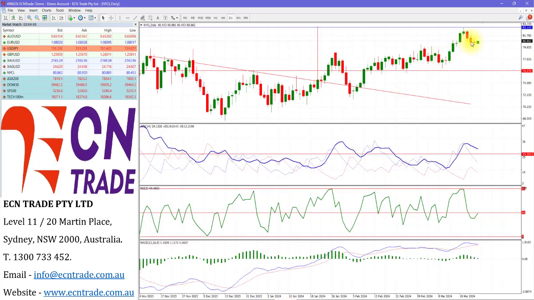Wrapping up with oil, well, after that topside rejection at $83, we continue to see some weakness that could lead on towards the region of 78.70-80, but from there may see a bounce. So we should not rule out a bullish return and maybe see a re-challenge of that topside key level of $83 a barrel.